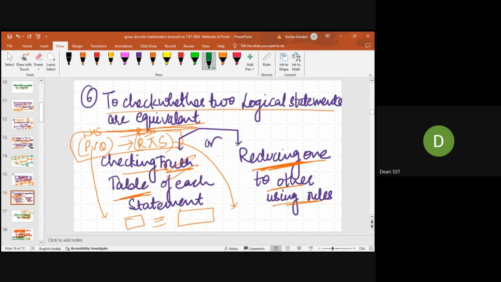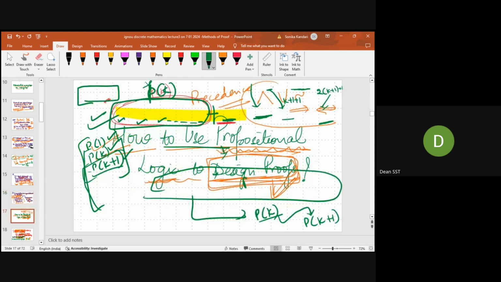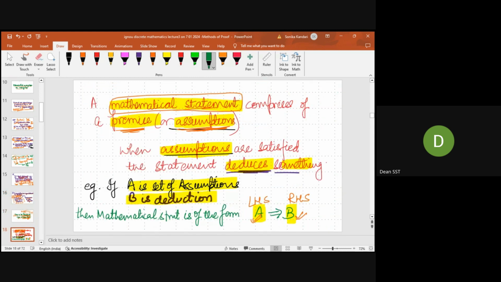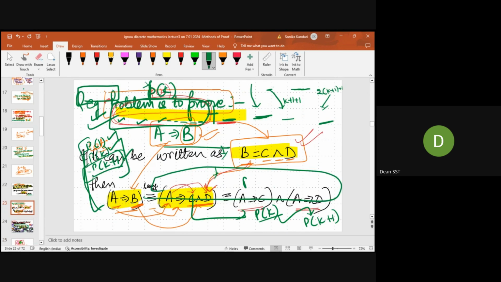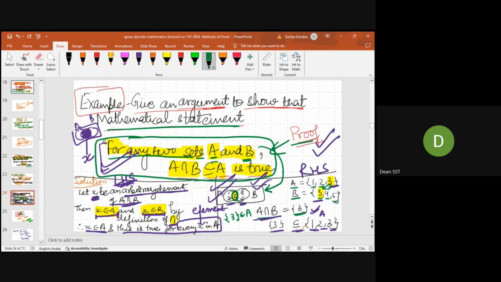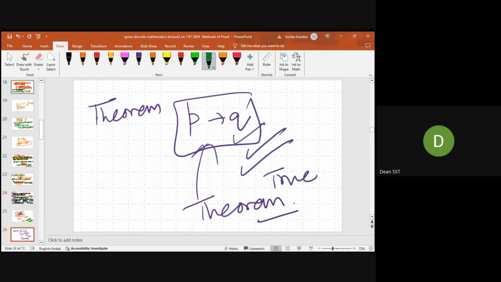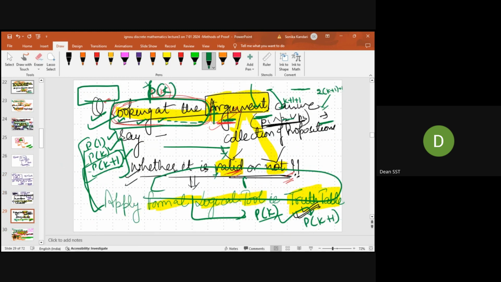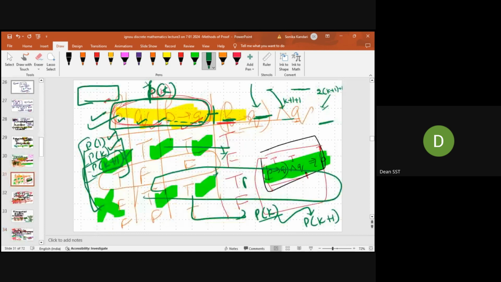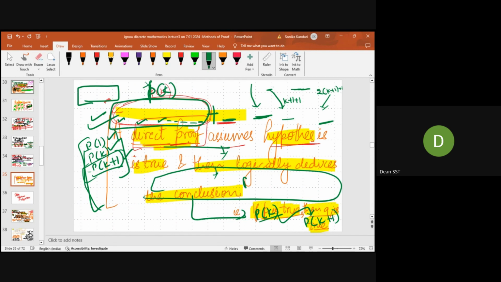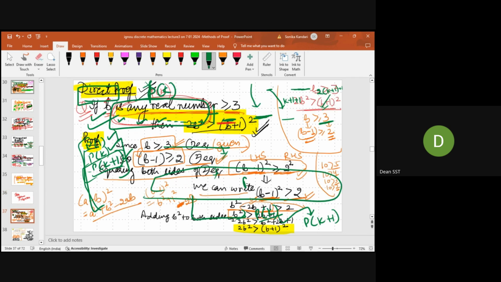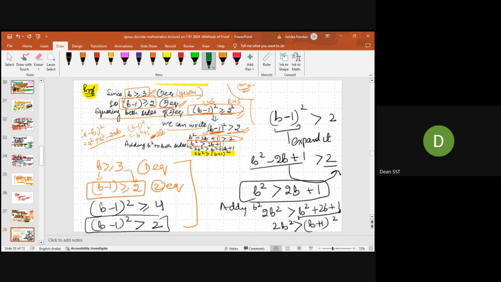Then to check whether two logical statements are equivalent, then proofs, then mathematical statement, deduction. Then proving using set theory. Then conjecture. Valid argument using truth table. Then direct proof with the help of tricks. Then checking for the hypothesis using direct proof.